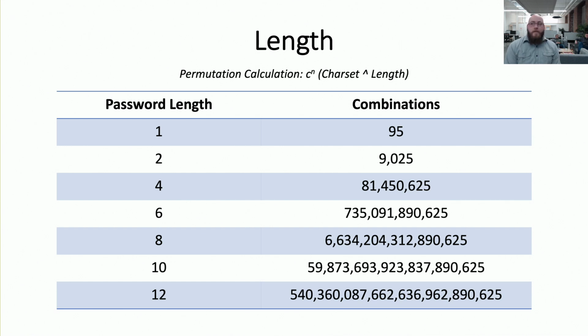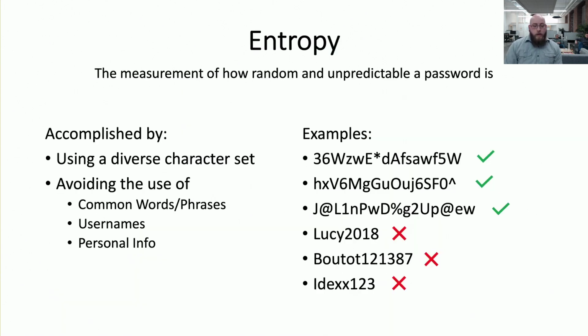You can't exactly have 12 letter A's and expect to have a secure password though, which brings us to the next component, which is entropy. Entropy is the measurement of how random and unpredictable a password is. You can accomplish this by using a diverse character set and avoiding common words, phrases, usernames, and personal info like your name, your dog's name, where you live, your birthday, easily identifiable information. Those things don't make good passwords.